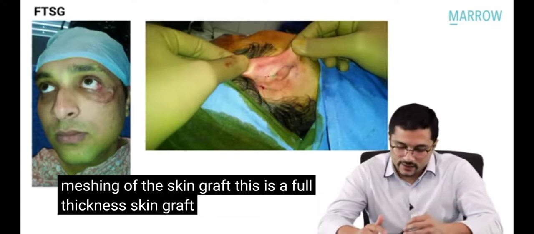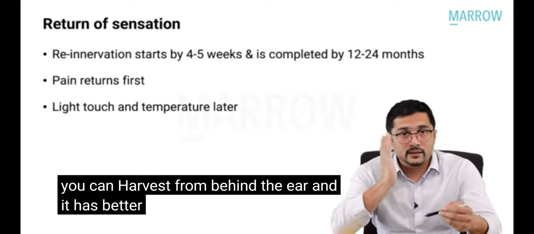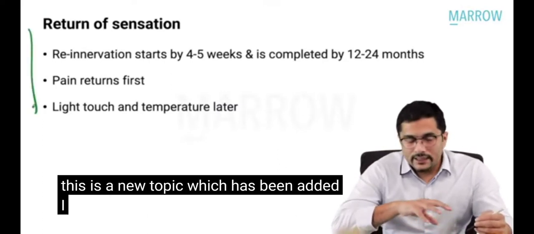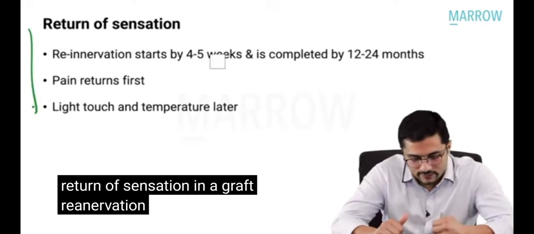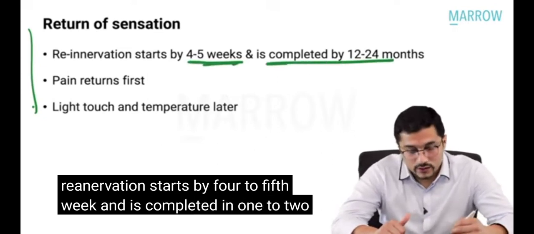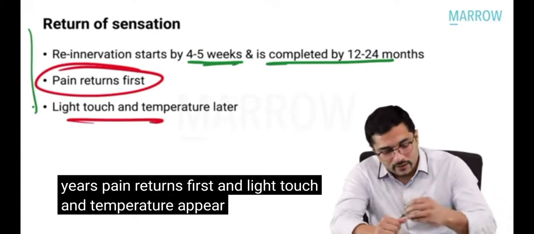This is a full thickness skin graft, which I have told you can be harvested from behind the ear, and it has a better cosmetic outcome. This is a new topic which has been added. I just want you to know basic points. Return of sensation in a graft: reinnervation starts by the 4th to 5th week and is completed in 1 to 2 years. Pain returns first, and light touch and temperature appear later.